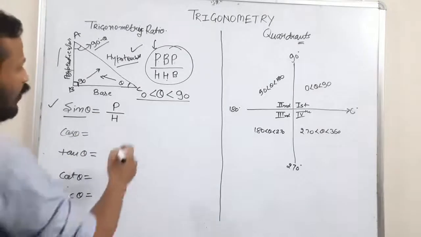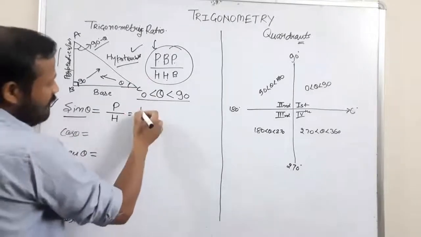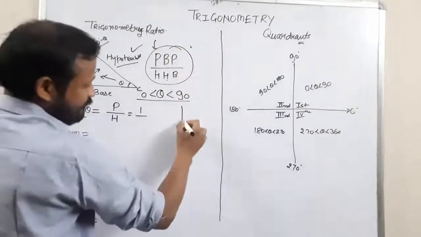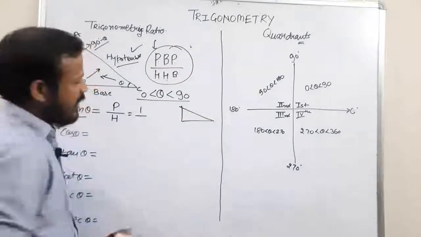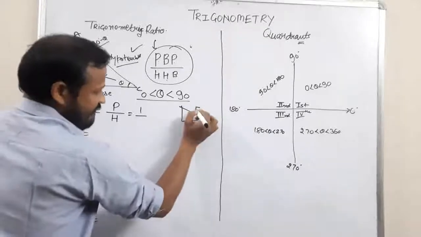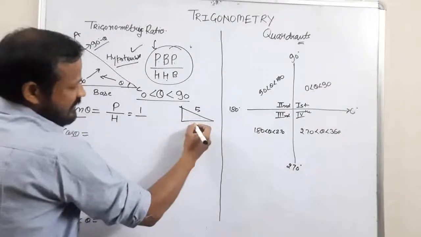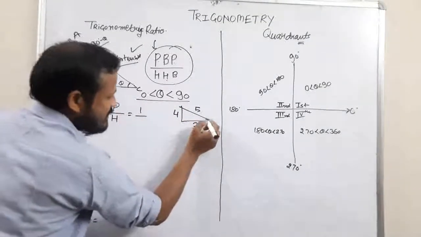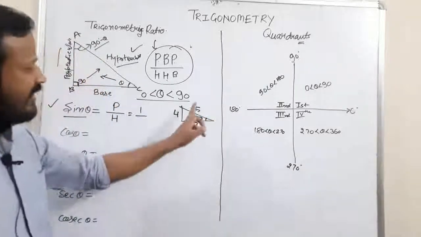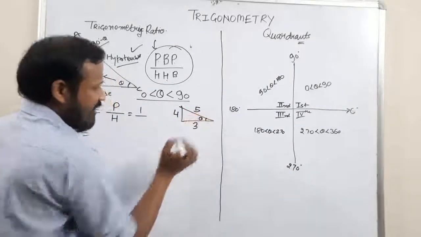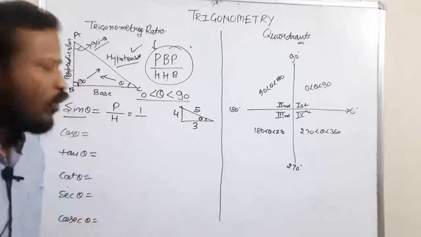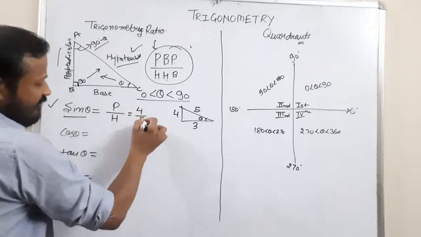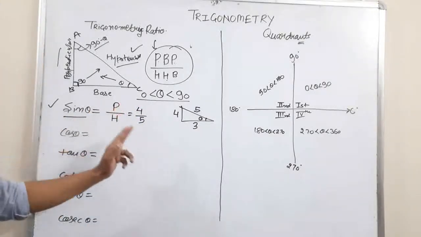Let's take an example here. This is a right angle triangle, this is the hypotenuse, which is 5. We will consider this side as 3 and this one as 4. If this angle is theta, then our hypotenuse is 5, our base is 3 and perpendicular is 4. So P is 4 and hypotenuse is 5. So sine theta is equal to 4 upon 5.